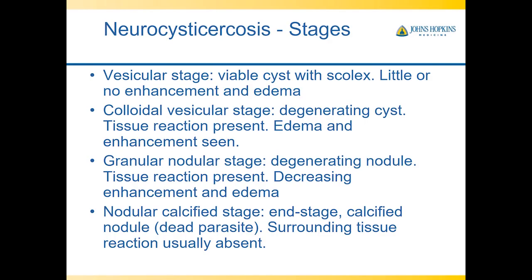So neurocysticercosis typically has 4 stages that we can identify on imaging. There is the vesicular stage, where there is a viable cyst with a scolex. There is little or no tissue reaction, so no enhancement and very little edema. This moves to the colloidal vesicular stage, where the cyst starts degenerating. There is tissue reaction that occurs with edema and enhancement seen, which progresses to the granular nodular stage, which is the degenerating nodule with tissue reaction present. The late stage is the nodular calcified stage, where you might just see nodular or punctate foci of calcification.